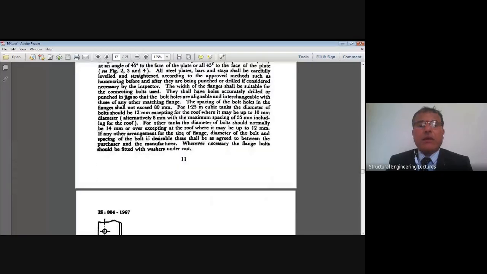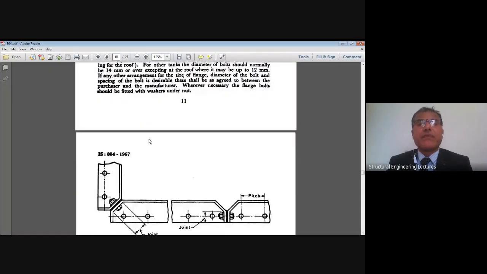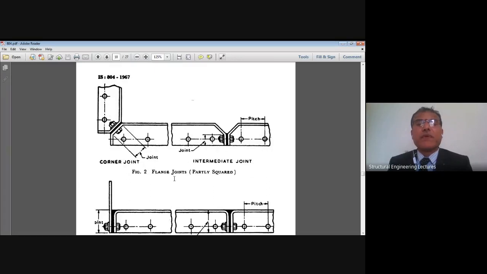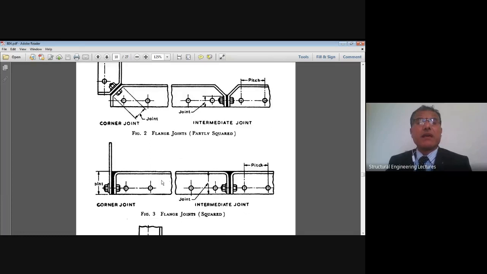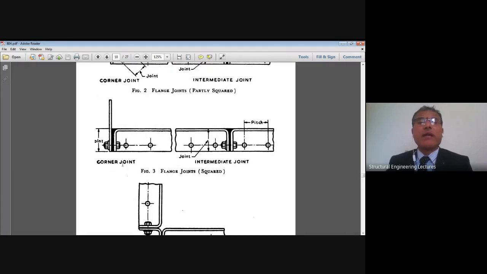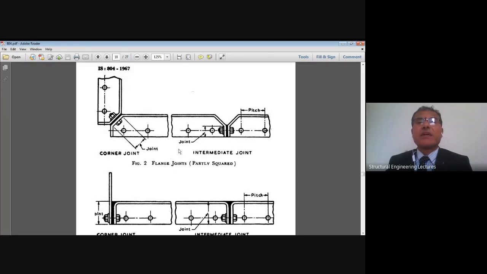Then we'll now go to this figure where it shows the flange joints. You can see all the flanges outside, right? This is type one. Even you can see the jointing between the bottom plate to bottom plate. A joint is shown here, right? Even the joint between a bottom plate to the side plate with caulking, right? Partially squared, right? Even now you can see plane joints squared, right? These are plane joints with partly squared.